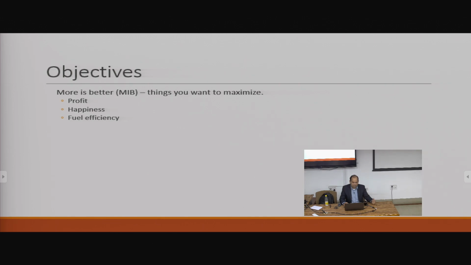So objectives can be of three types. More-is-better type attributes, things that you want to maximize, like profit, happiness, fuel efficiency.